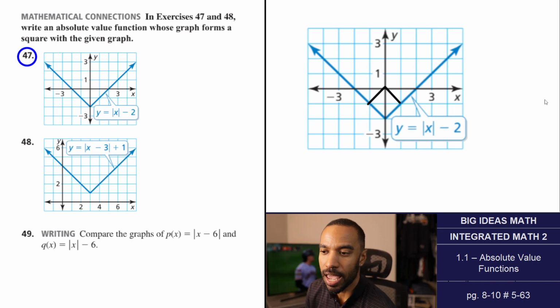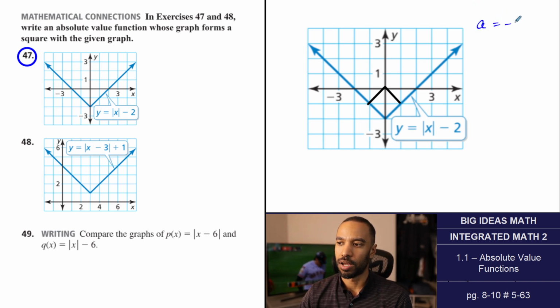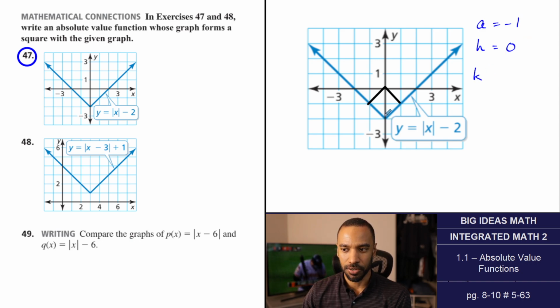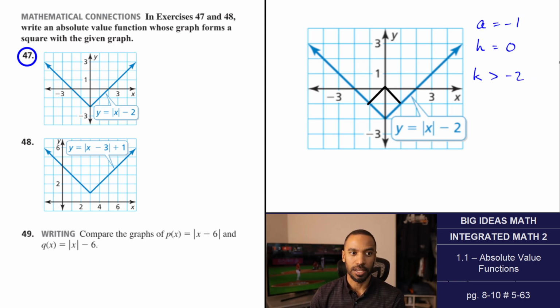We need to flip it over. A needs to be -1. So what are the things we need? We need A to be -1. We need H to be 0. We need k to be greater than this -2. Those are your only three needs. So this is an open-ended answer for here. Notice it says write an absolute value equation, not the absolute value equation.